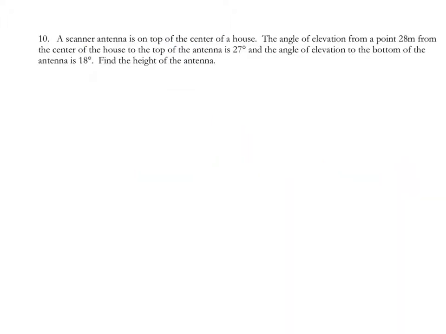And the next one, we're talking about looking up at a scanner on top of a house. It's just an antenna on top of a house. And this is very similar to the Mount Rushmore example and the smokestack example that we talked about. So if you wanted to draw a little picture just to have some dimension here, here's the house, here's the antenna up here. And we want to know what the height of the antenna is by the end of this. And we've got to fill in all the information they gave us.